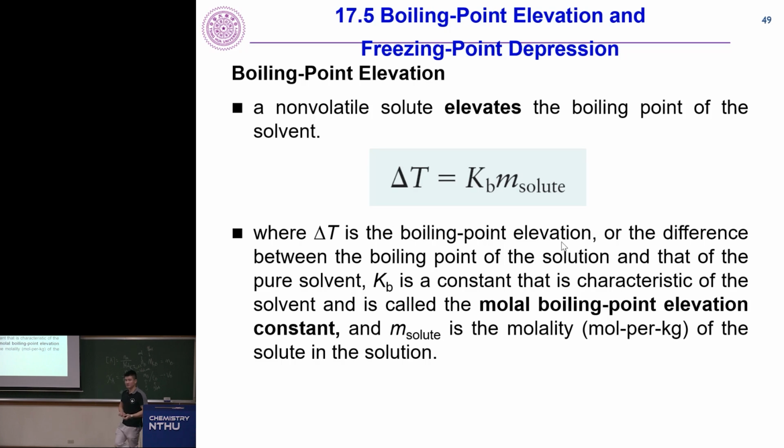How that actually affects the property of that liquid. First thing is called boiling point elevation. That is, the boiling point of that solution will increase compared to the pure form. A non-volatile solid like table salt elevates the boiling point of the solvent by the equation showing this: delta T, the increased temperature, is Kb, a constant, multiplied by molality.